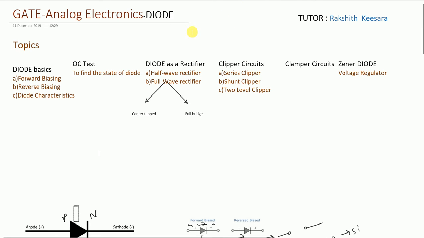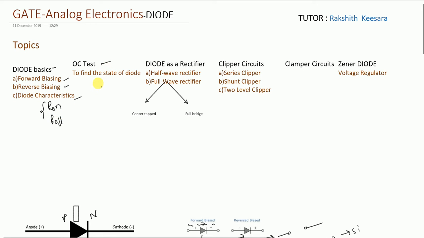So till now we have studied diode basics, forward biasing, reverse biasing and diode characteristics. In this we learn how to find out R on and R off. Now we are proceeding to open circuit test.